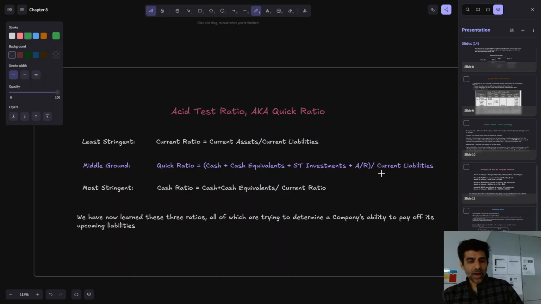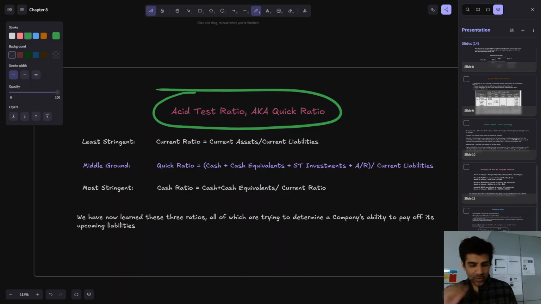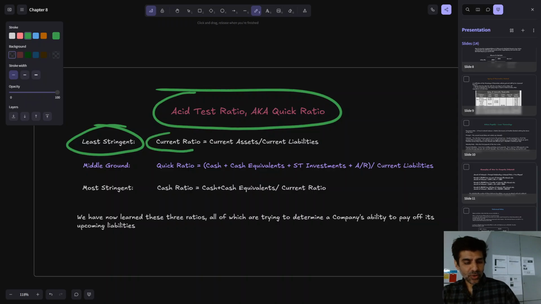Okay, so there's a set of ratios we've already talked about that have to do with meeting your current liabilities. How much coverage do you have to pay your current liabilities? The least stringent that we already saw was the current ratio, which takes all your current assets and divides it by the current liabilities. That's the most permissive because you're not differentiating within your current assets which ones are liquid and which are less liquid. You're just taking all your current assets.